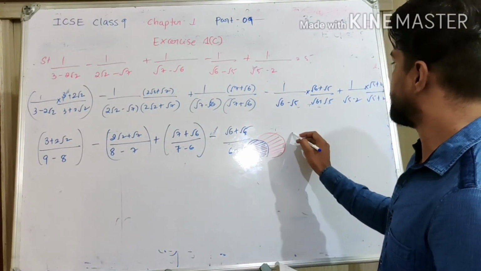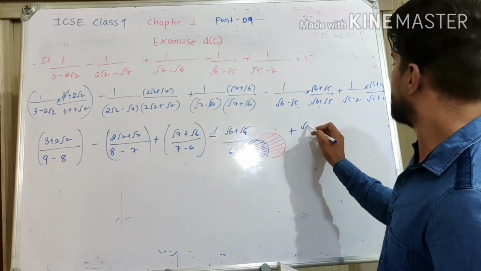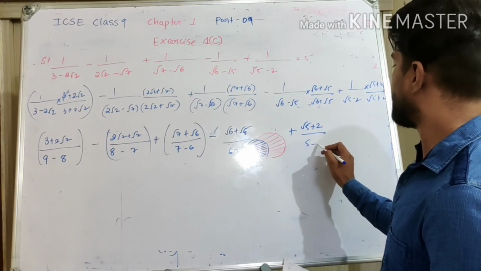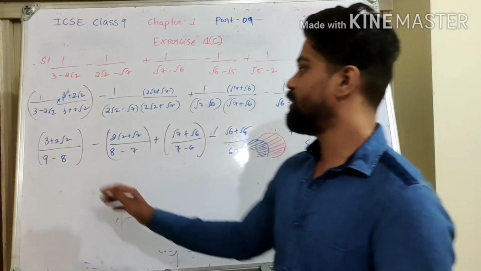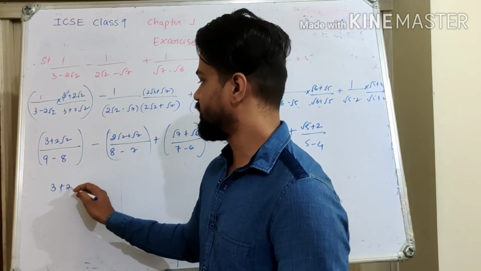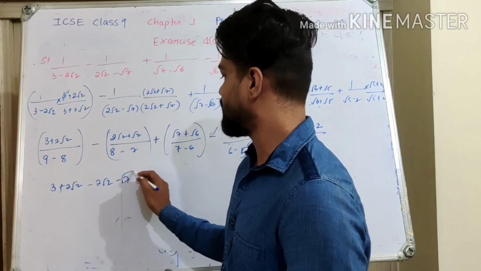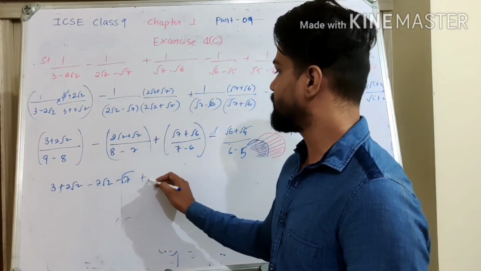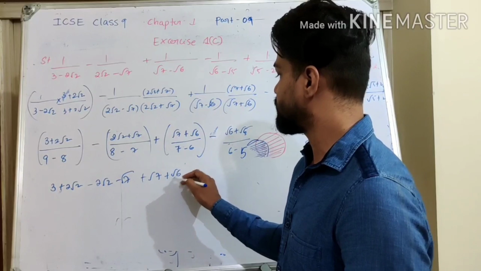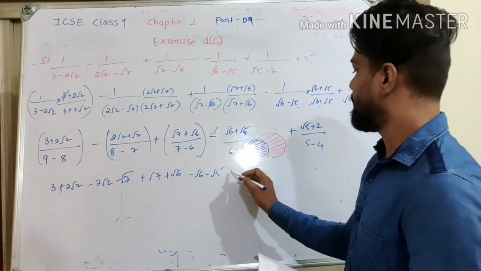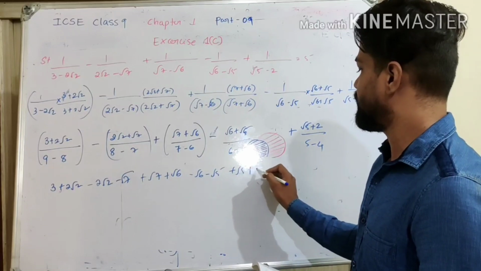So last one plus root 5 plus 2 divided by 5 minus 4. So all the denominators are 1 now. So it is simply 3 root 2 minus 2 root 2 minus root 7 plus root 7 plus root 6 minus root 6 minus root 5 plus root 5 plus 2.